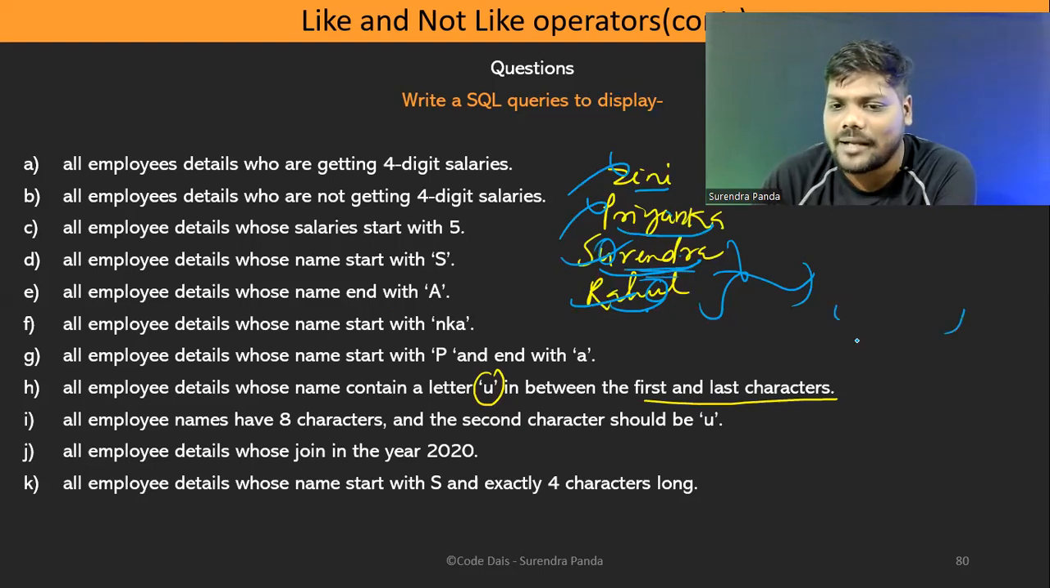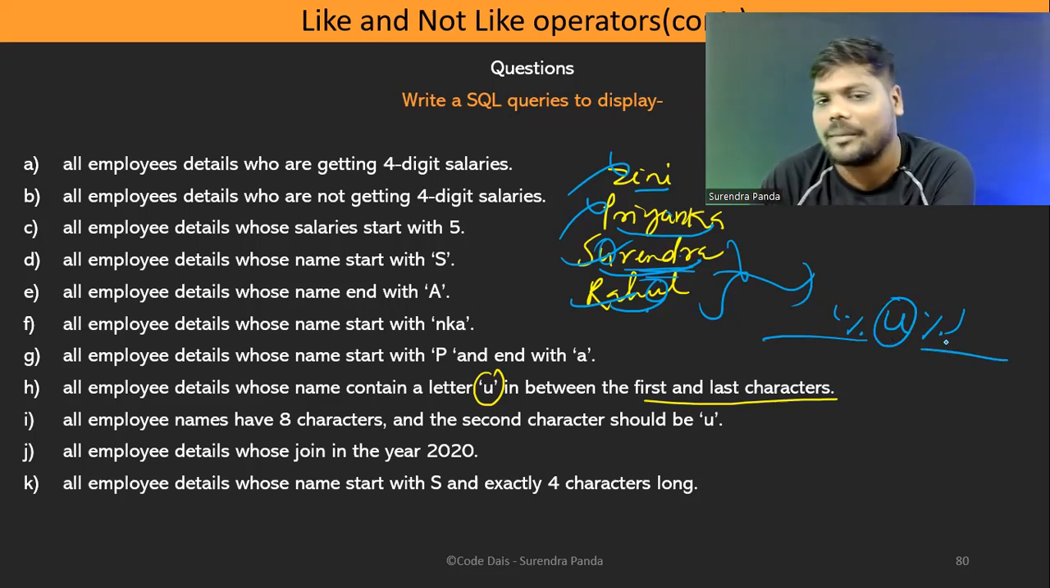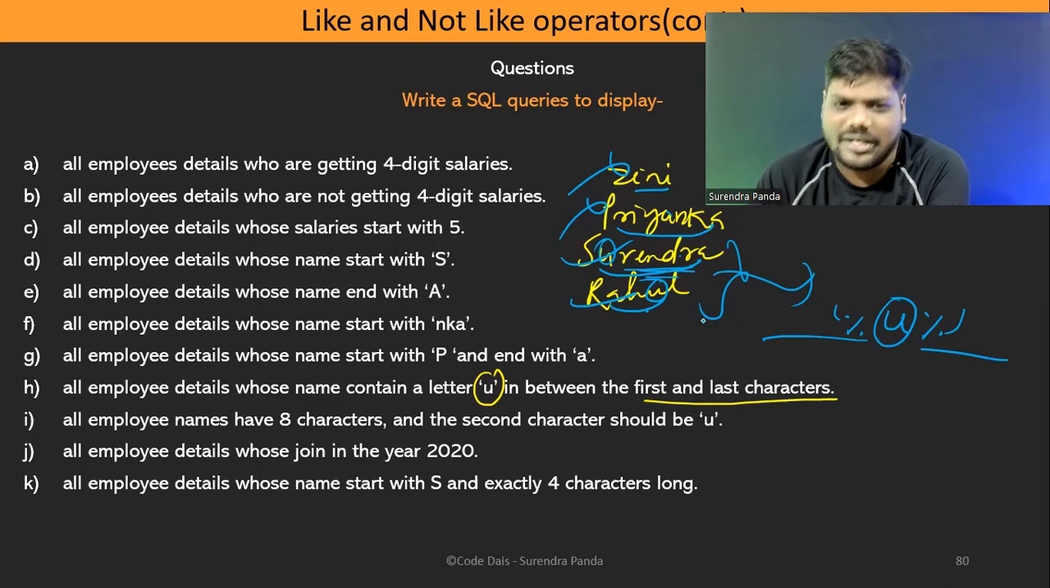So what pattern do you have to write? At the beginning, anything, and at the end anything. In between, we want U. In the beginning, any number of characters are allowed, and at the end any number of characters, but we want U in between the first and last.